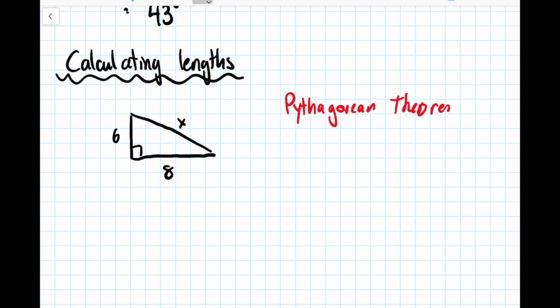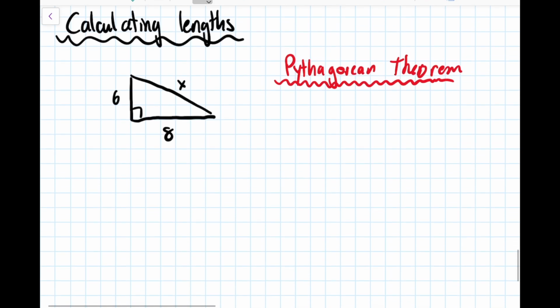Remember, the Pythagorean theorem only works for right triangles, so don't ever try to use it for anything that's not a right triangle, and we will deal with triangles that aren't right triangles later in the chapter. So it's good for the right ones, not good for anything else. Your Pythagorean theorem is a squared plus b squared equals c squared. Remember, c has to be the hypotenuse. A and b, totally interchangeable. C has to be the hypotenuse. And don't focus on the letters, focus on where they are in the equation.